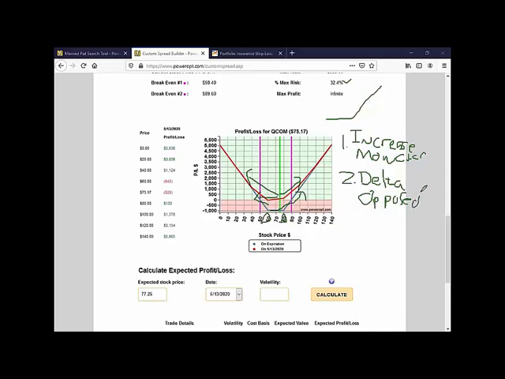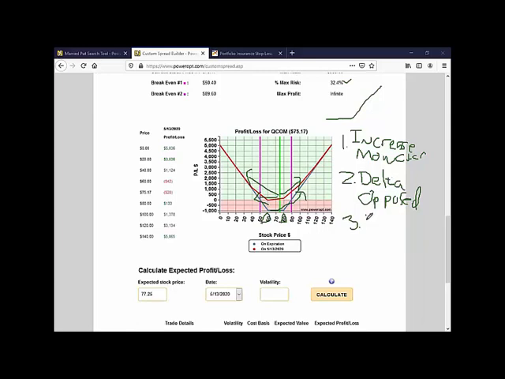Okay, so you start off delta opposed, not delta neutral. In the married put, if I'm looking for a bullish stock and it goes in the direction that I want, then I'm going to see gains faster in that situation. So we've got the increased risk and delta opposed.